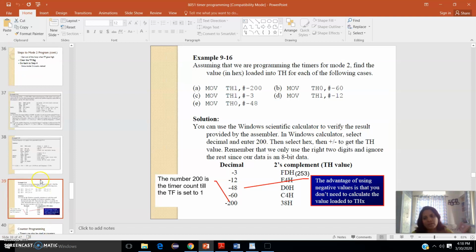Now, negative values or signed values in your register. Here also you can put a negative value or signed value into your TH register. So if you are considering TH1 equal to minus 200, that means you take the 2's complement of this value, and you will get the actual value which is loaded into your TH register.